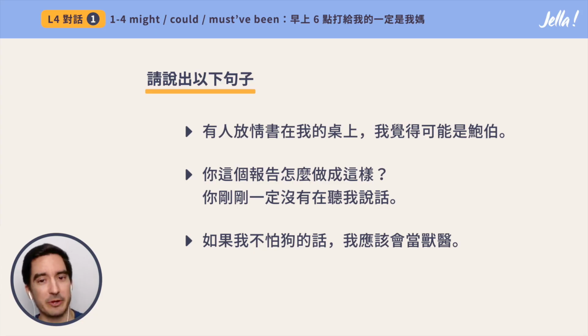So someone put a love letter on my desk. You could also say someone left a love letter on my desk. Put and left are basically the same in this sentence. Put is focused on putting it down. Left means they put it on the table and walked away. So it's basically the same meaning.